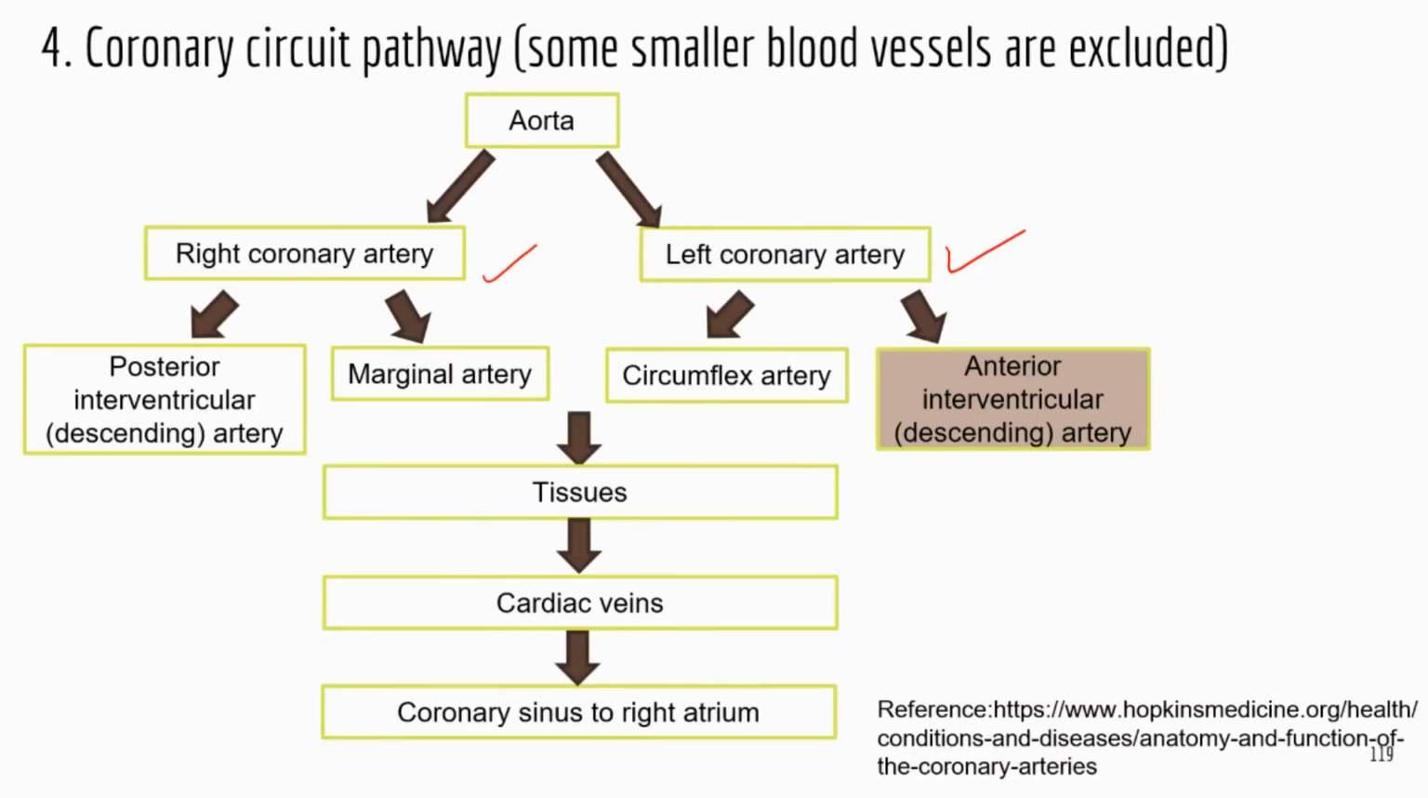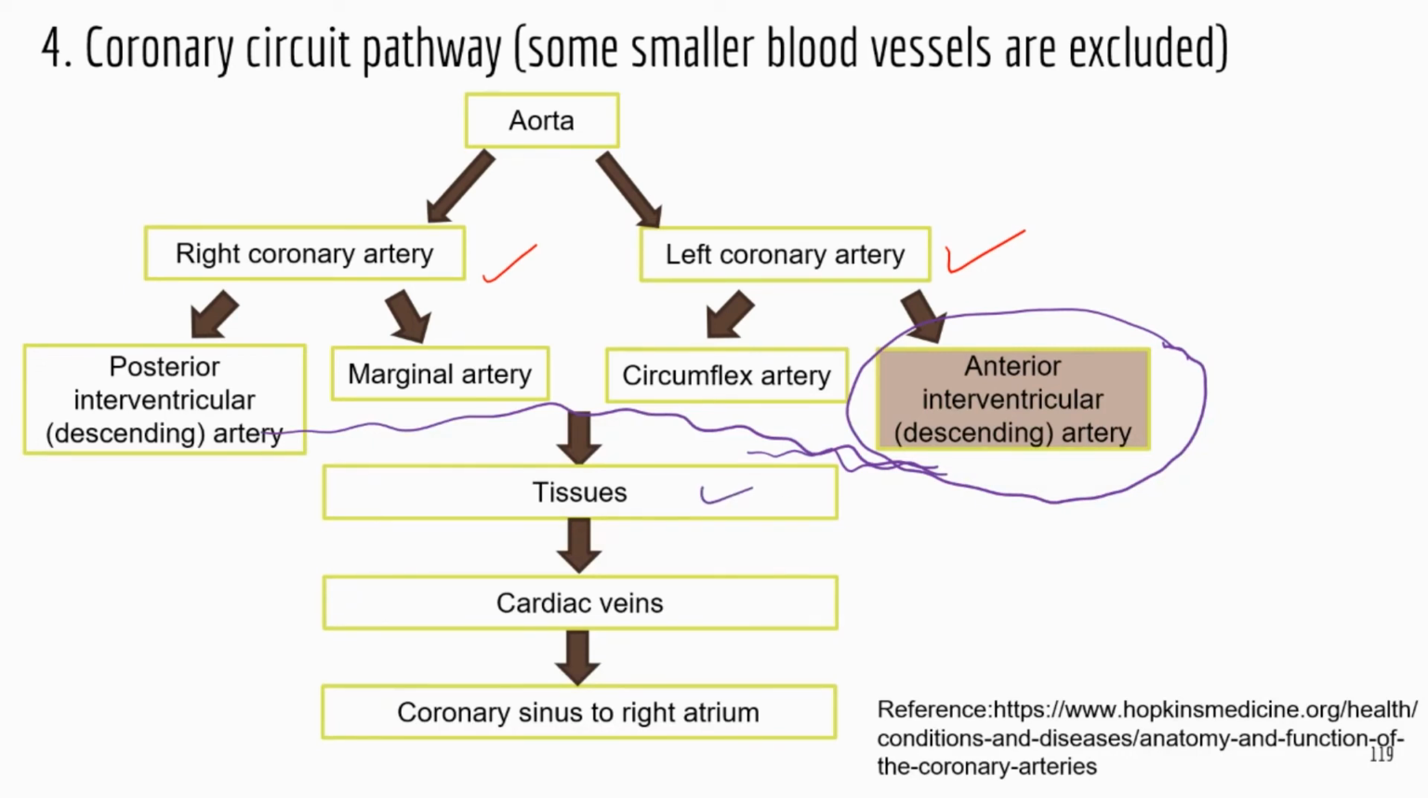Okay, so I made this chart, like I said earlier, to kind of give you a general idea of the pathway of the blood flow in the coronary circuit. So you can see, after the left coronary artery, you have these two main arteries, right? And I kind of highlighted this one because this is the most important one. If it's blocked, then you are in trouble. And these arteries will send blood to all the tissues in the heart, and then tissues do gas exchange, right? And then the veins will drain the deoxygenated blood to the coronary sinus, which is connected to the right atrium. Okay? And that's the main one.